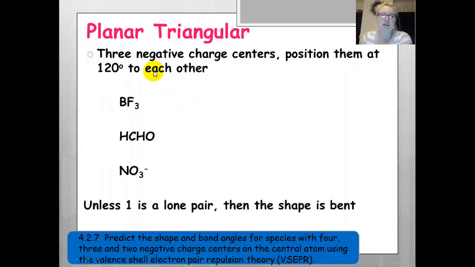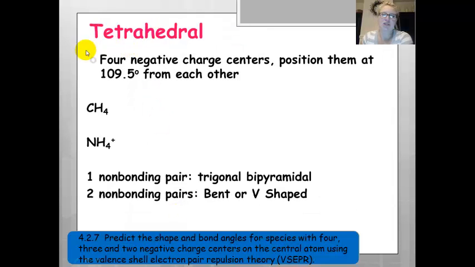Planar triangular has three substituents and they're positioned at 120 degrees apart. If one of those substituents is a lone pair, the shape is bent. Tetrahedral shape is from four substituents. They're bonded at 109.5 degrees apart, and if one substituent is a non-bonding pair, you have trigonal pyramidal shape, and if two are non-bonding pairs, you have bent shape.